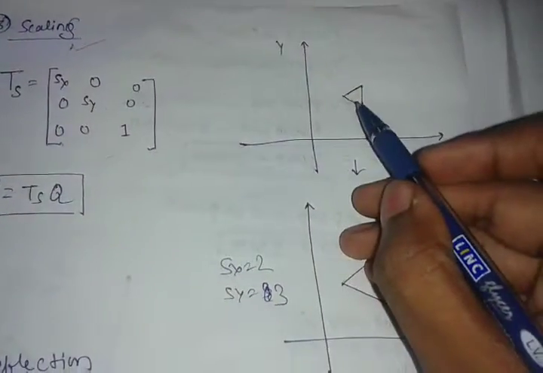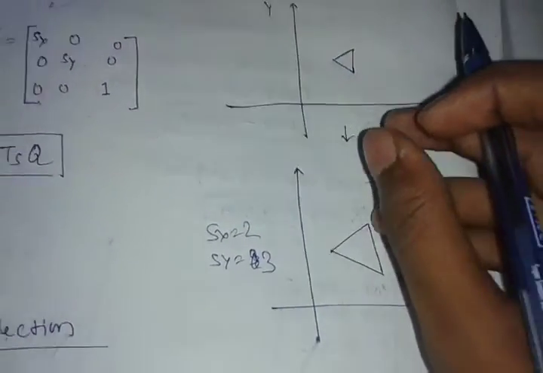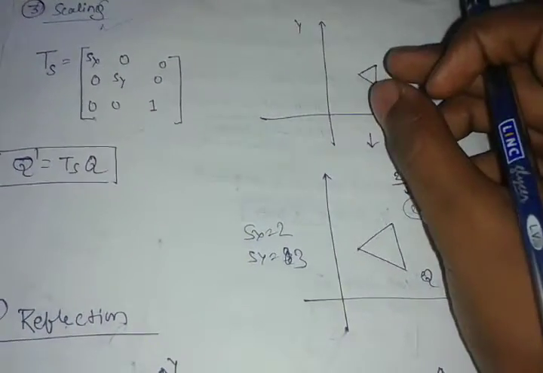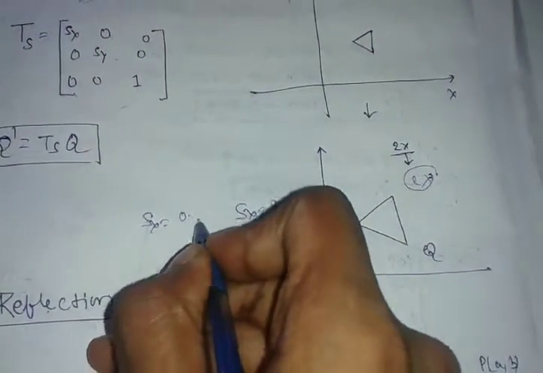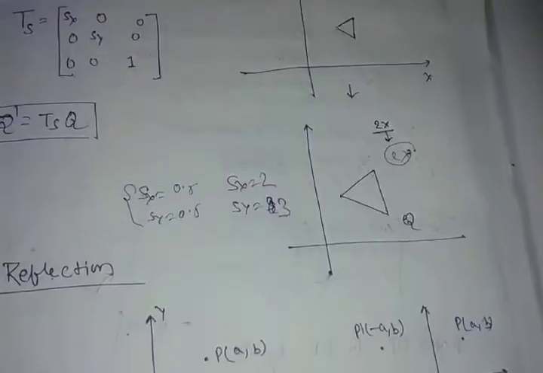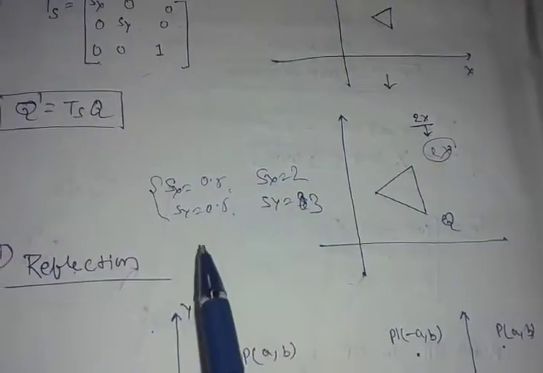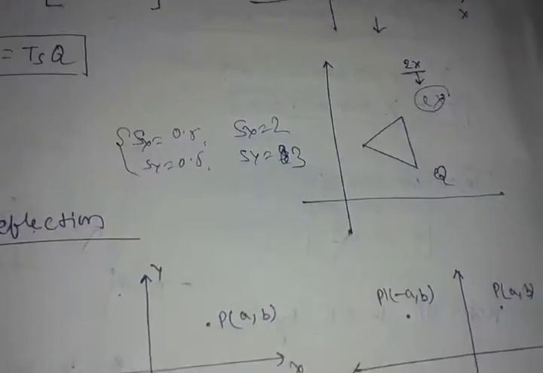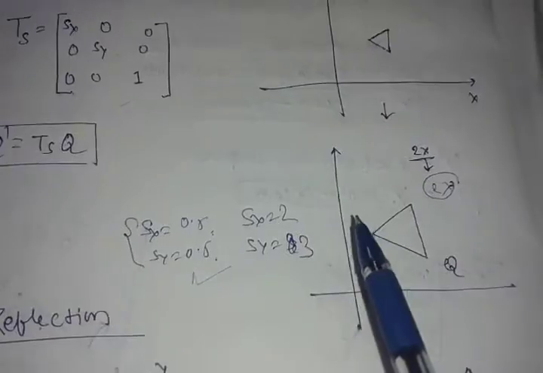And if we make this triangle half the size, half the size means we make the object half of its shape. So what will be our Sx and Sy? Sx equal to 0.5 and Sy equal to 0.5. You should keep in mind this may differ, but now we are considering both are the same. Sx and Sy may be different, but if in the question it is not given that Sx and Sy are different, then you can just take both as the same. Fine. So this is the matrix, and you know how you can draw the matrix.